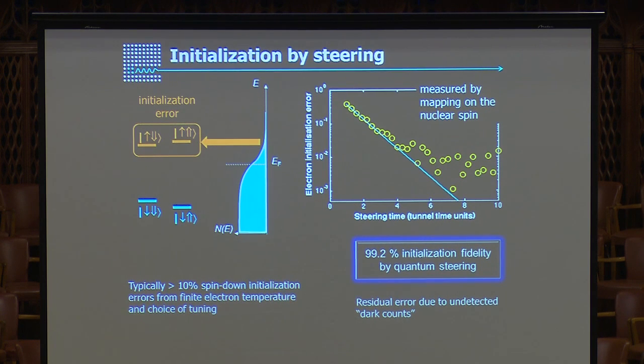So even though the electron readout fidelity is only 95%, the fidelity with which we can do electron-nuclear operations is better than 99.9%. So you can map the electron on the nucleus, then read the nucleus, which has 99.9% readout fidelity. So you read it from there.